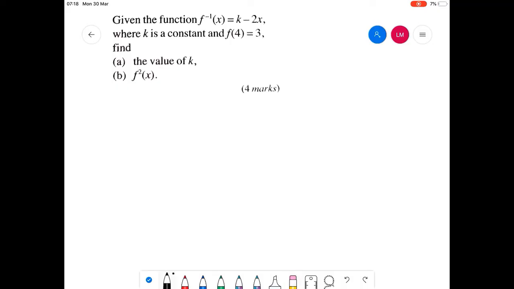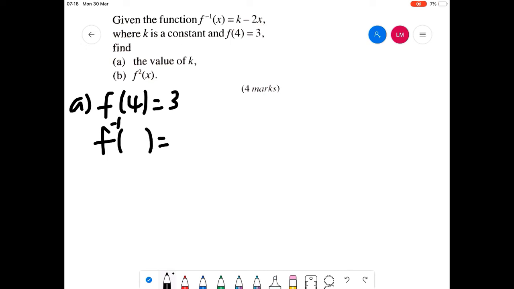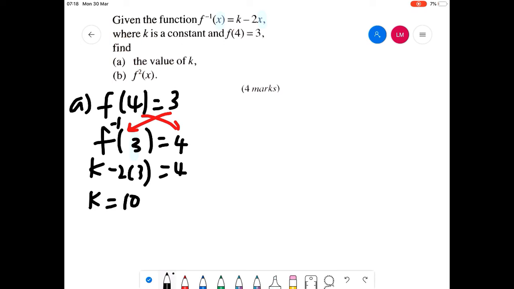Now we are going to find k. For part A, f(4) is equal to 3. So actually when you are doing the inverse, the object and the image will swap. So here you are going to get 3, here you are going to get 4. That means your f inverse, when your object is x, here 3, here we also change to 3. That means it will be k minus 2 times 3 equal to 4. So k minus 6, you bring them plus 6, so k will be equal to 10.